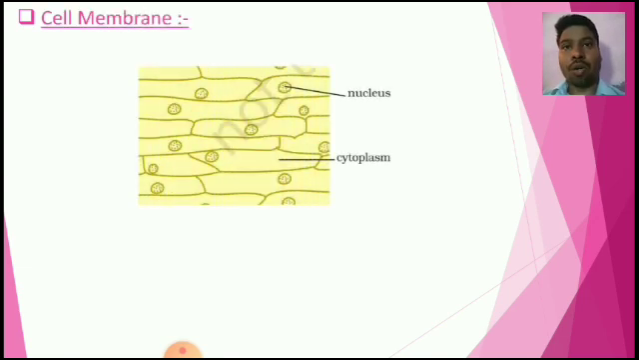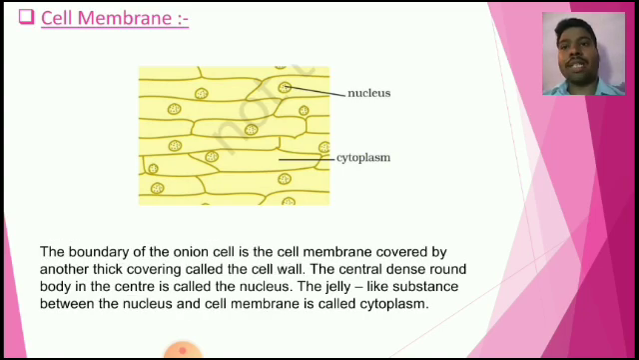Here is a picture of cells observed in an onion peel. See this picture, in which we denote the cytoplasm and the nucleus. The boundary of the onion cell is the cell membrane, covered by another thick covering called the cell wall. The boundary of the onion cell is known as the cell membrane, and the other layer covering that cell membrane is called the cell wall.